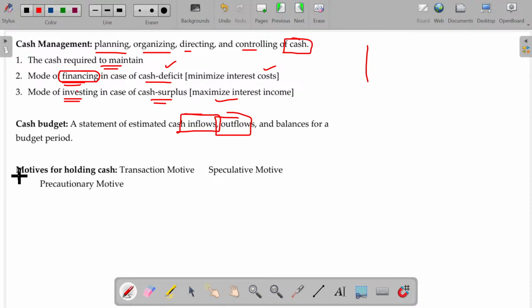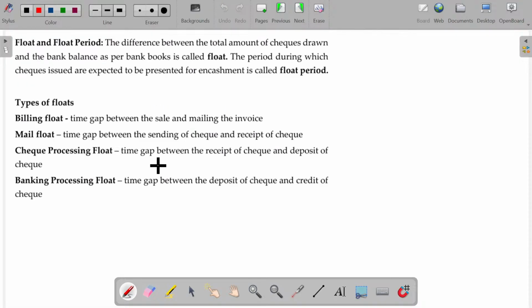The main motives: why do you want to have the cash? For the day-to-day running, you need to maintain the cash, right? Day-to-day operations. That is called transaction motive. Some emergency requirement may also happen. For that, you need to meet. Then it's called speculative motive. And beyond that, some precautionary requirement will also be there, to keep the cash balance always available with you. And you have to understand the float.